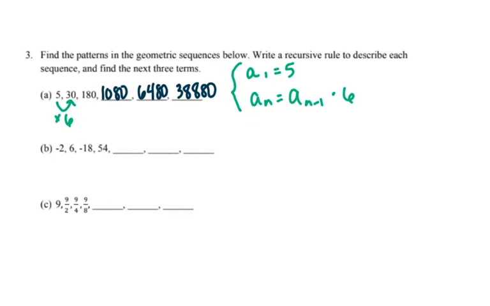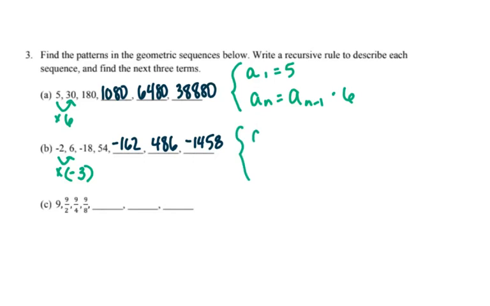All right, for the next one, you hopefully saw that not only were we multiplying by 3, but the sign is going negative, positive, negative, positive. And the only way that happens is if we multiply by a negative number. So those are pretty tricky. So it's a negative 3 that we're multiplying by. So you should have these negative 162, 486, and then negative 1458 as the next 3 numbers.